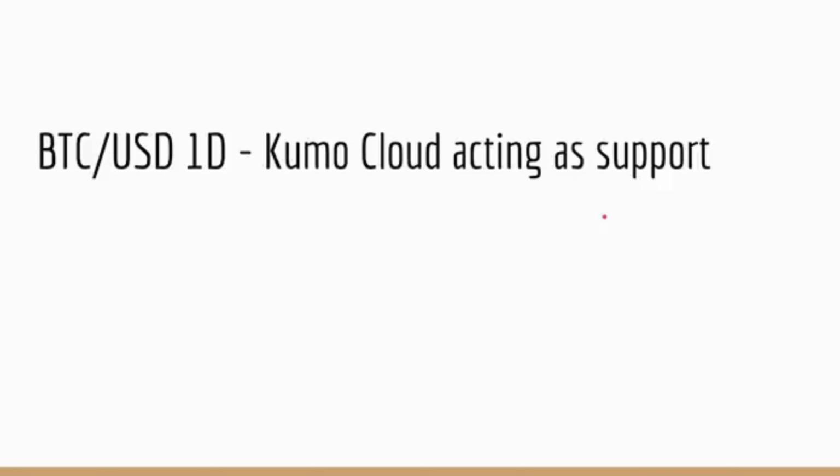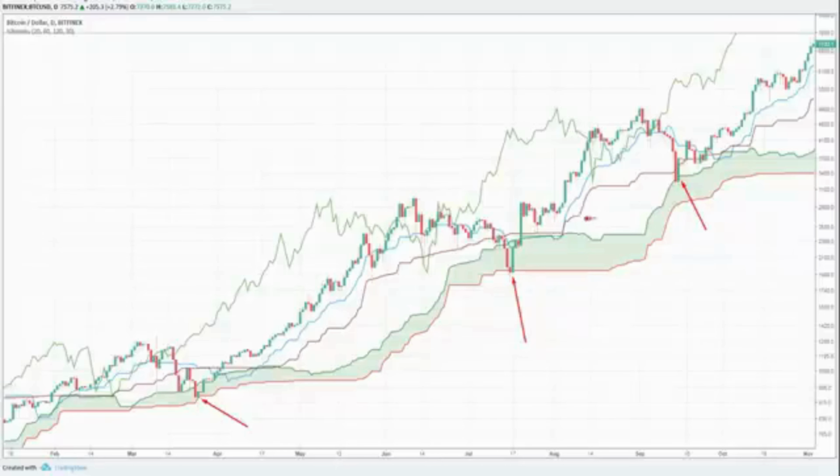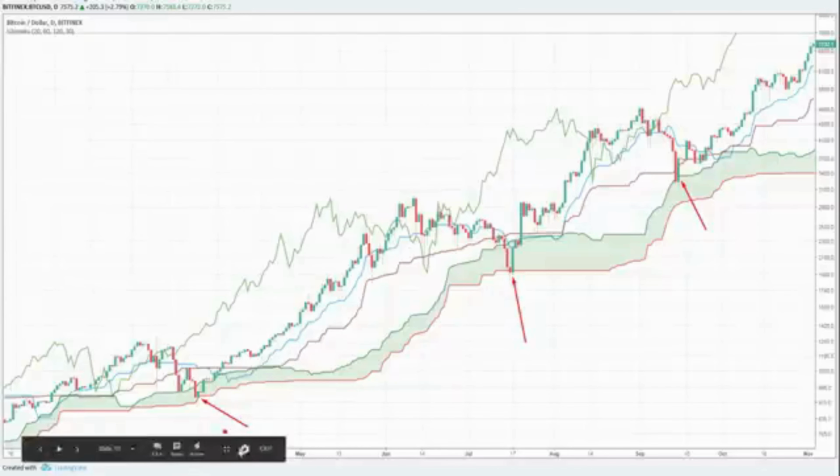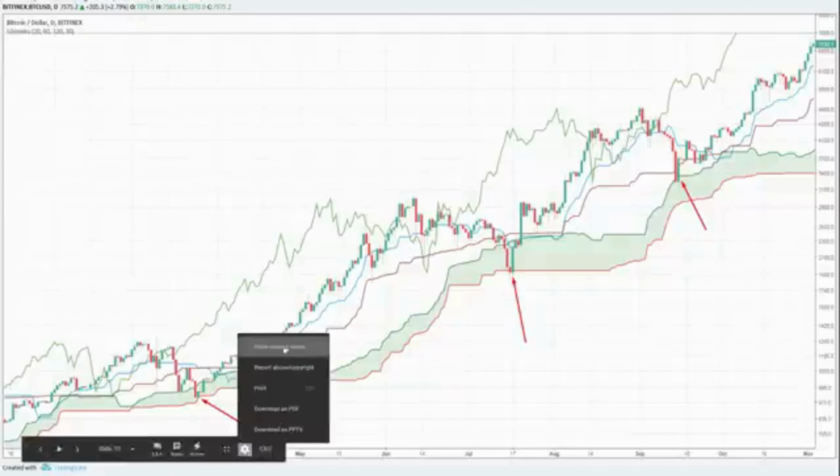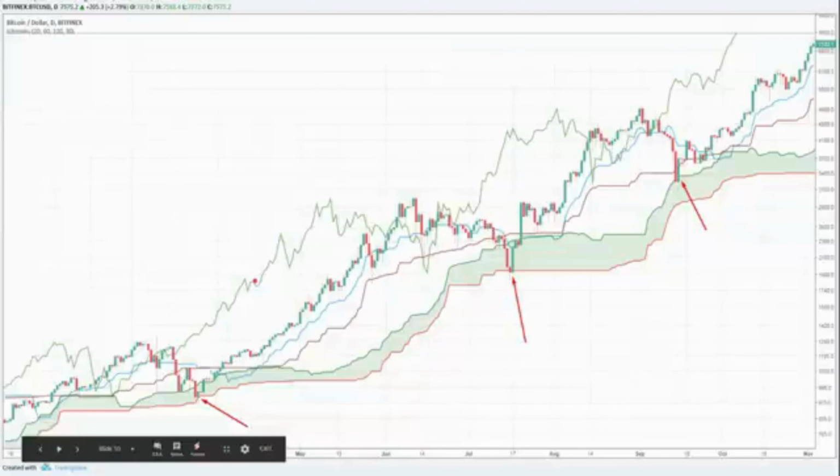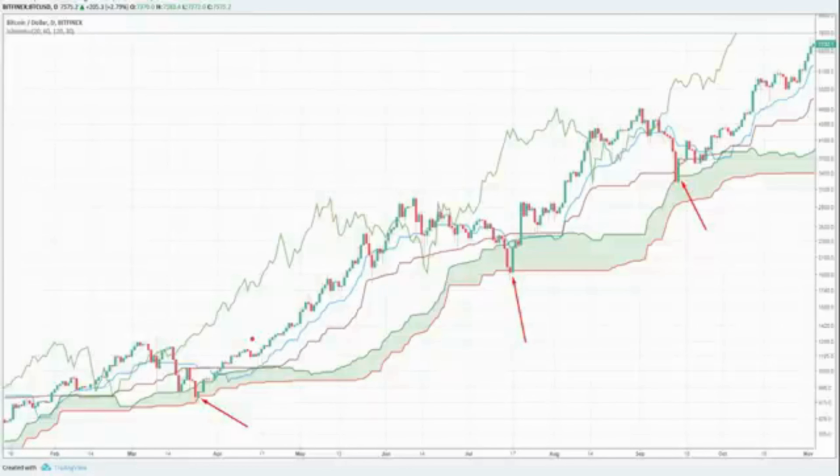So some examples of the Kumo Cloud acting as support can be found on the Bitcoin daily chart. As you can see with the first arrow, all three of these arrows point out Bitcoin corrections.